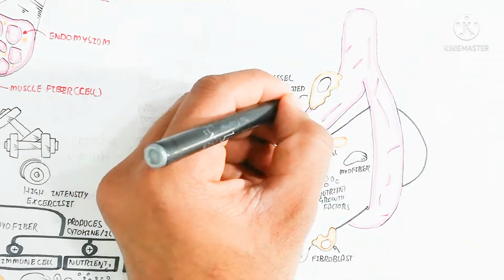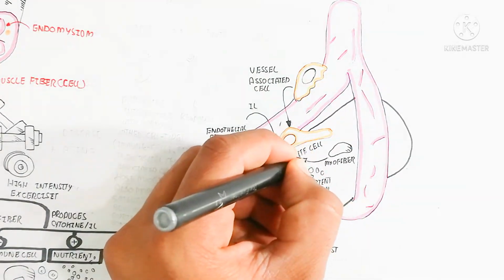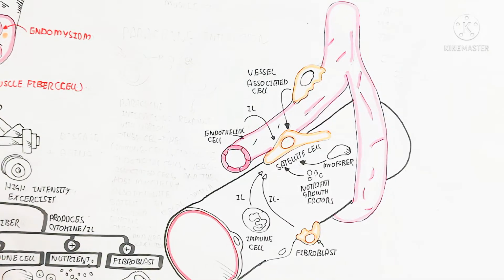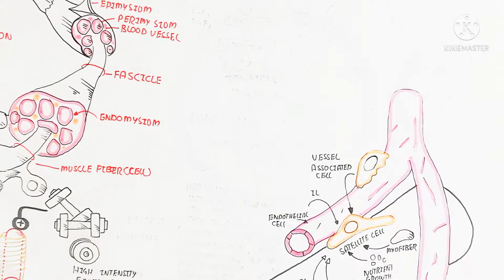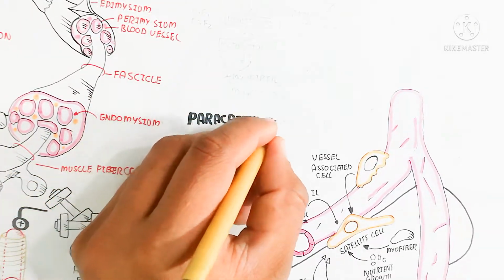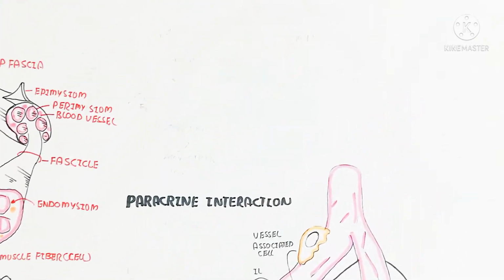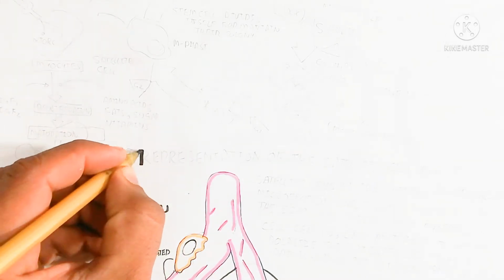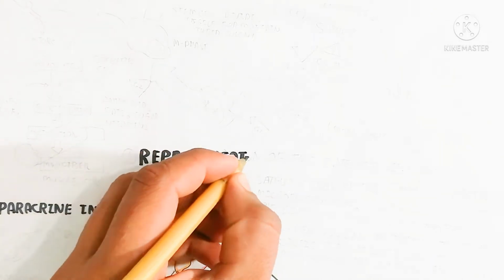And here, you can see, this is the interleukin produced from the endothelial cell of the blood vessel, and immune cells will also produce interleukin, as well as fibroblasts. This is also used for the production of interleukin. So all these things are used for the proliferation of the satellite cell. Here there is the paracrine interaction as well as autocrine interaction. What that means, we will discuss later.